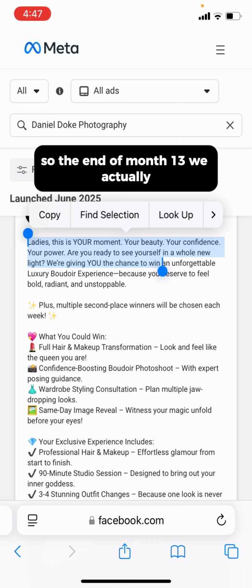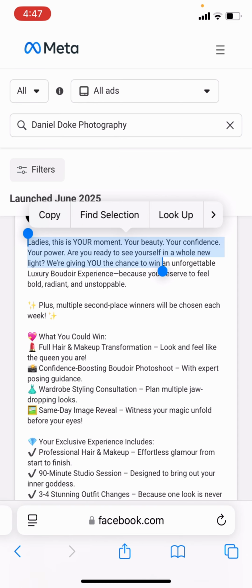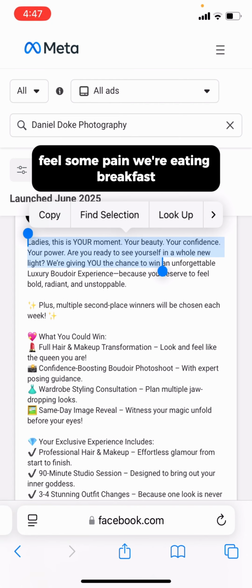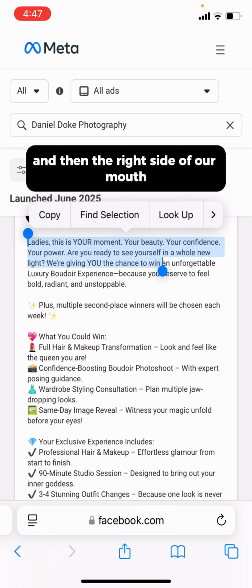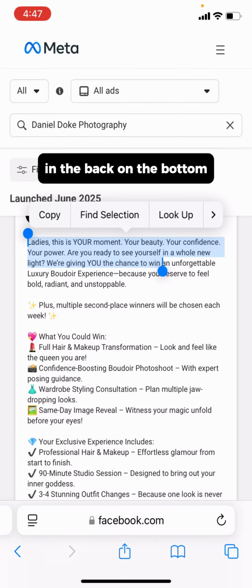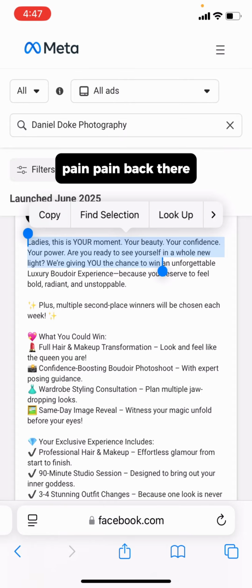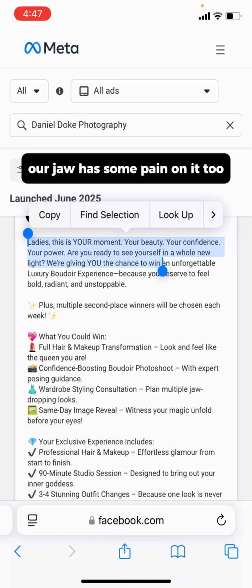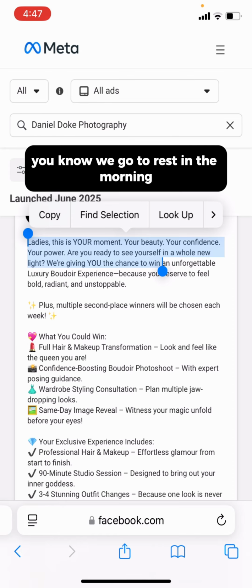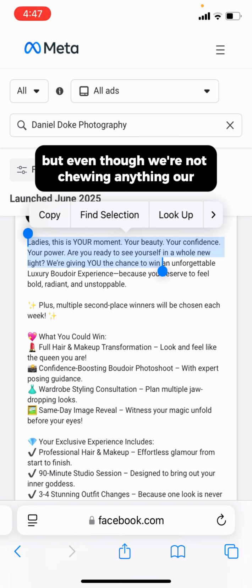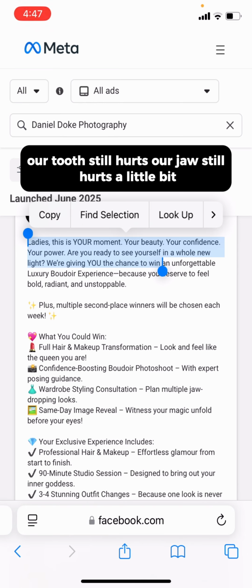Next comes the end of month 13. So the end of month 13, we actually feel some pain. We're eating breakfast, and then the right side of our mouth, in the back, on the bottom, those molars back there, one of them, man, every bite of breakfast is just pain back there. All right, what is going on? Never felt this before. Our jaw has some pain on it too on the right side. And so, we go the rest of the morning, but even though we're not chewing anything, our tooth still hurts, our jaw still hurts a little bit.